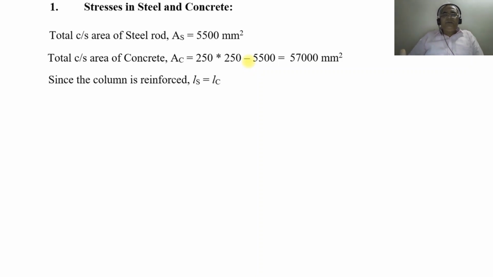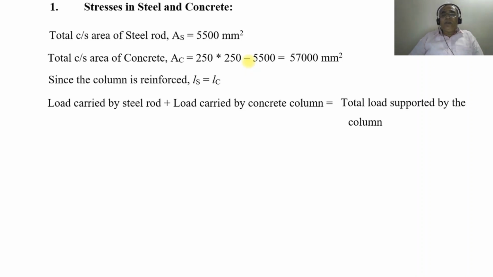Now since the column is reinforced, the length of the column of both steel and the concrete is going to be equal. What is that? The load carried by the steel rod plus the load carried by the concrete column is going to be the total load supported by the column. So here PS plus PC is equal to P. Express P in terms of sigma and A, that is the stress and the cross-sectional area. So PS is nothing but sigma S into AS, plus PC, which is sigma C into AC, which is going to be the total load, 300 into 10 to the power of 3, because of 300 kilonewton.